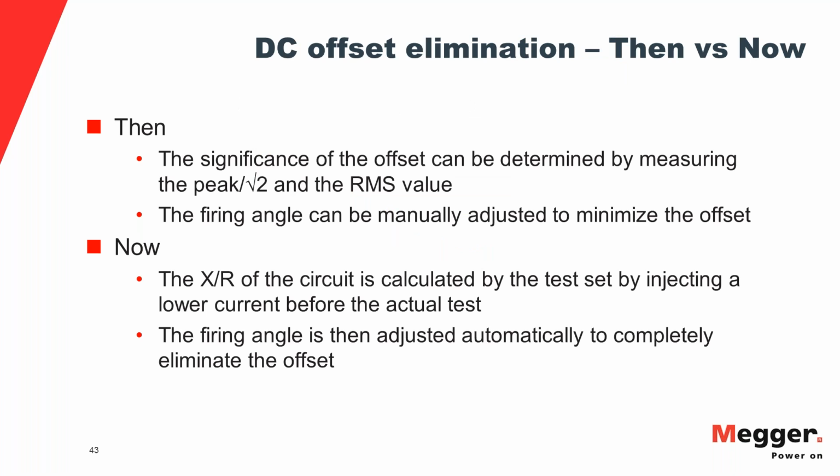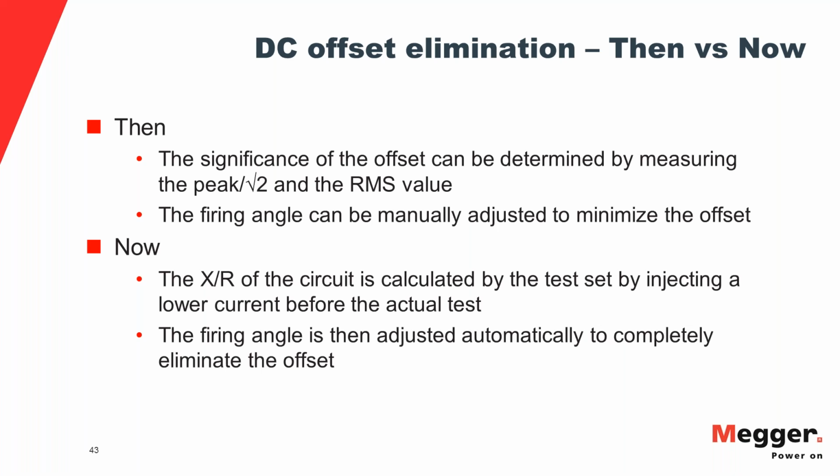So as I said earlier, the offset can be determined by measuring the difference between the peak divided by √2 and the RMS value. The way to deal with this situation, if you have a test set using traditional technology, is you would look at the peak by √2 and the RMS value, and then you would change the firing angle on the test set, look at the peak by √2 and the RMS value again, and see if the difference has increased or decreased. So you would play around with the firing angle repeatedly until you arrive at a point where the difference between the peak by √2 and the RMS value is at a minimum. And that would be the firing angle which would work the best for you, and then you can proceed ahead with the test that you're doing.